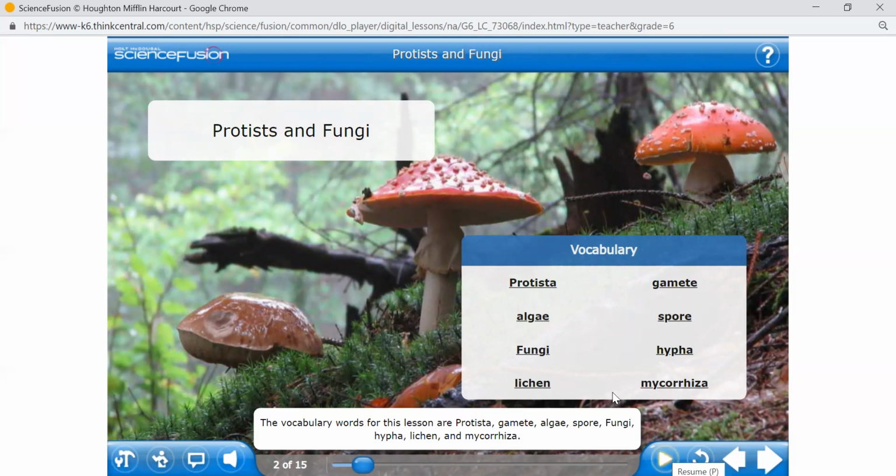Can you read this out? Okay. Protista, algae, fungi, lichen, gamete, spore, hypha, and mycorrhiza. Click each word to find out more.